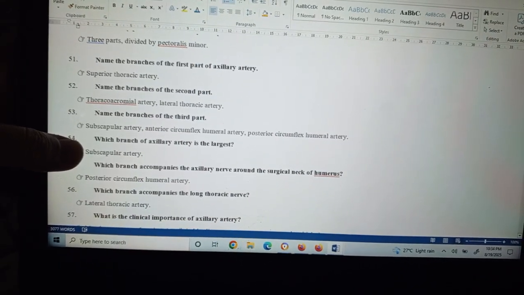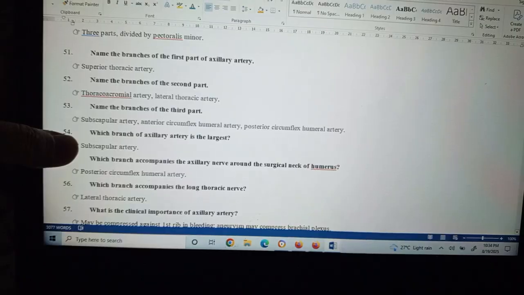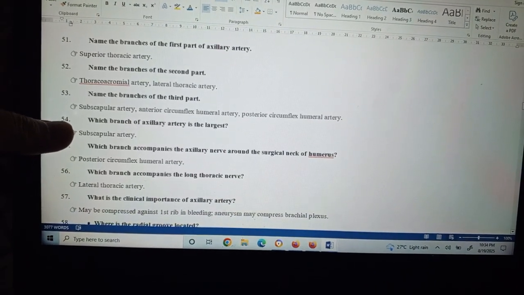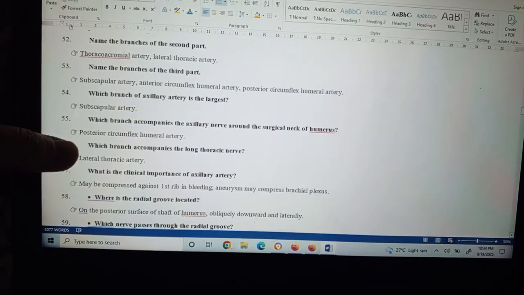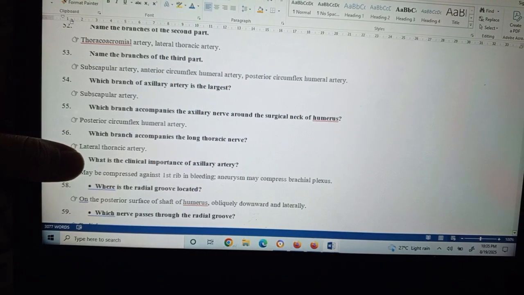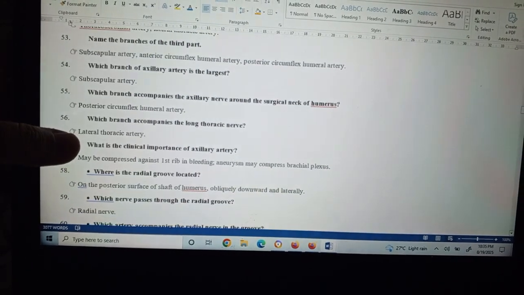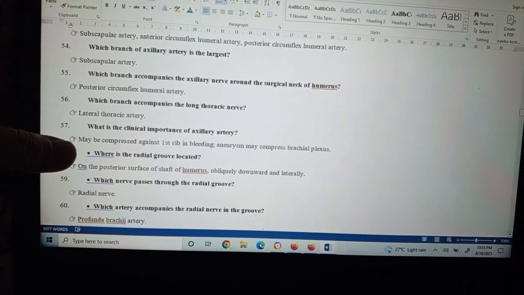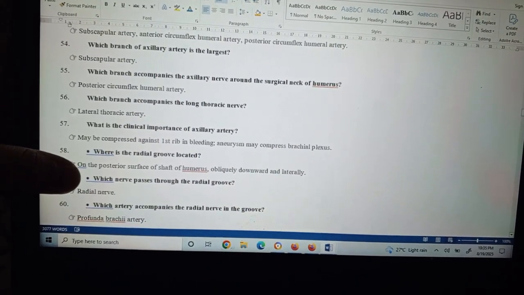Name the branches of the first part of the axillary artery: superior thoracic artery. Name the branches of the second part: thoracoacromial artery and lateral thoracic artery. And the branches of the third part of the axillary artery are subscapular artery, anterior circumflex humeral artery and posterior circumflex humeral artery. Which branch of the axillary artery is the largest? Subscapular artery is the largest.